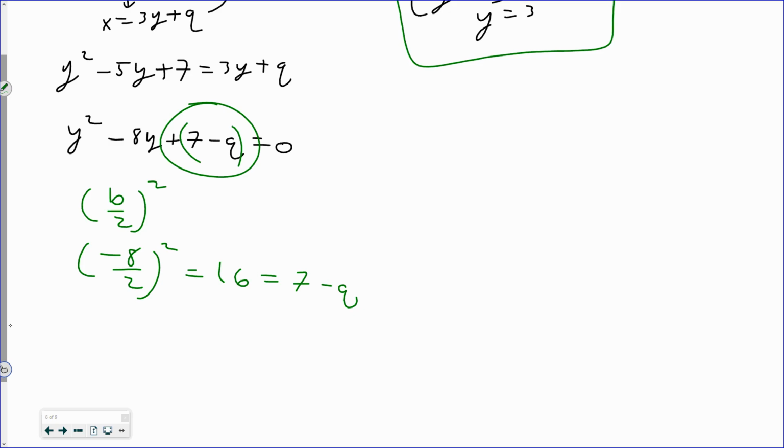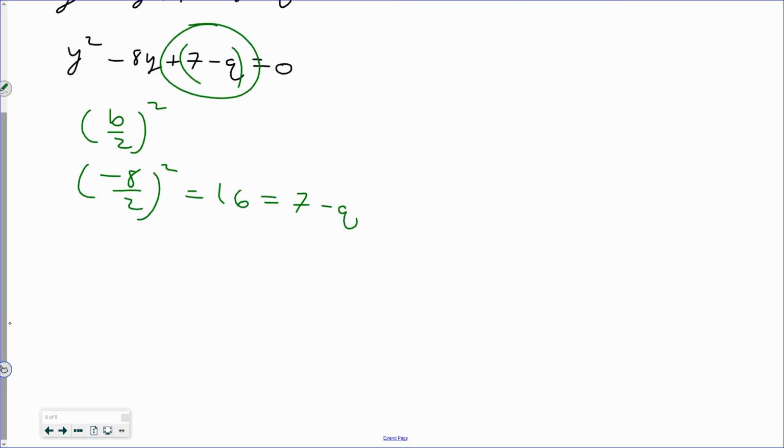So it needs to be a perfect square trinomial, right? That means this last term needs to be b divided by 2 squared. So if I solve this out, 16 equals 7 minus q. Well, q is going to end up being negative 9. And that's how you do that problem.